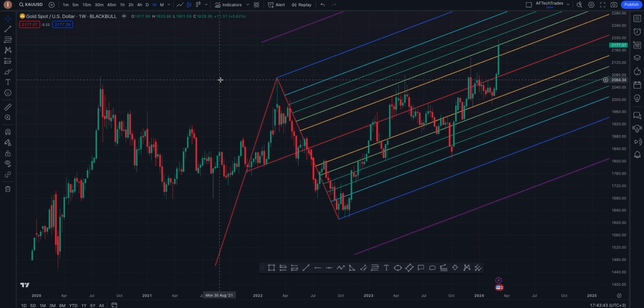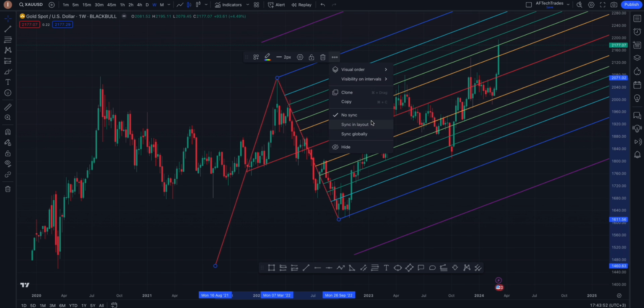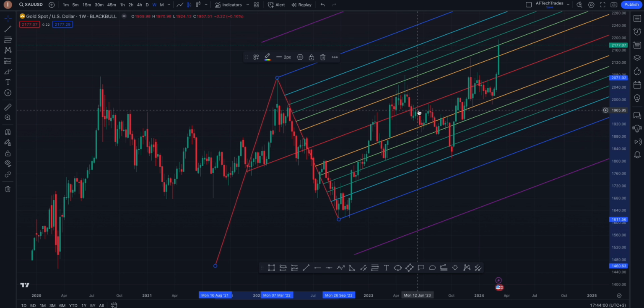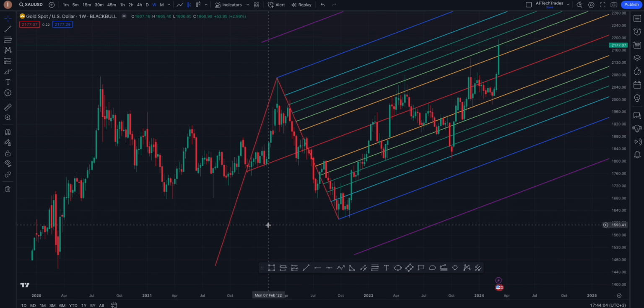Okay, so now this is it on the weekly time frame. What I want to do is to create that visibility, so that even on the lower time frame I can see these key areas. So I will go to visibility and set it on all intervals. Then I will lock it so that there is no shifting. Okay, good. What is this telling us?